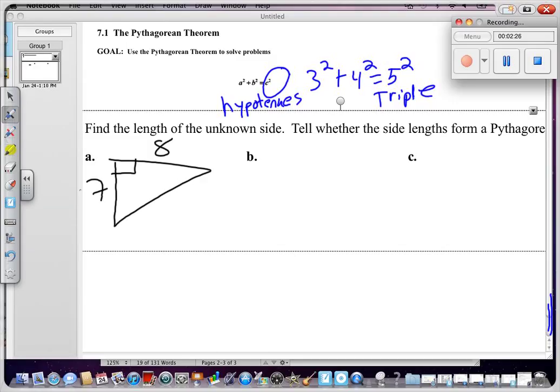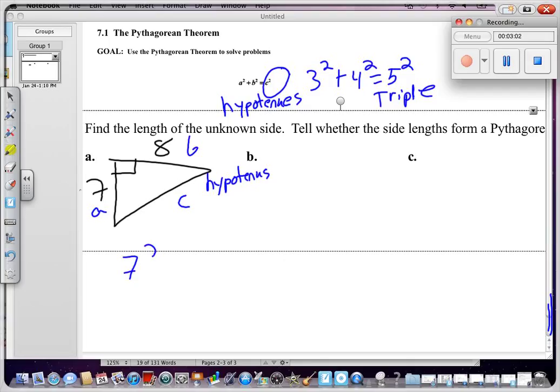Okay, so my next question that is very important in order to solve this problem is which side is the hypotenuse? The hypotenuse is always across from what? The right angle. Okay? It's always the longest. The other two are your legs. So your hypotenuse is your C. Does it matter which one is A or B? No. It doesn't matter. I could have done it the opposite way. I'll get the same answer.